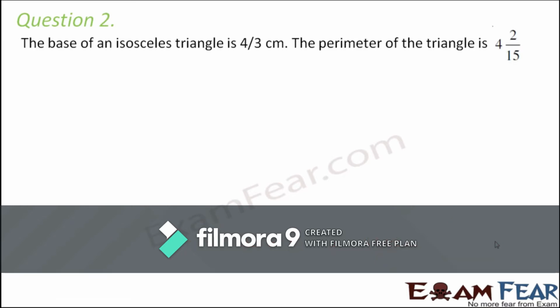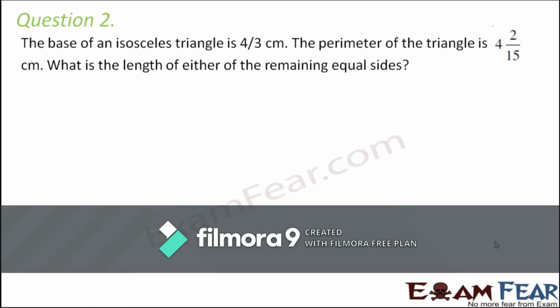Question number 2. The base of an isosceles triangle is 4 by 3 centimeters. The perimeter of the triangle is 2 by 15 centimeters. What is the length of either of the remaining equal sides? So just a quick recap. What is an isosceles triangle? So it is that type of triangle where you have two sides equal.